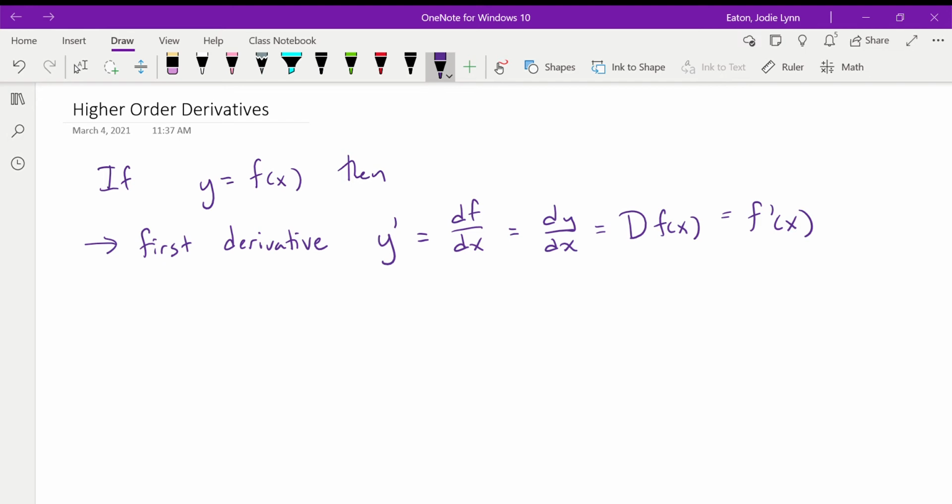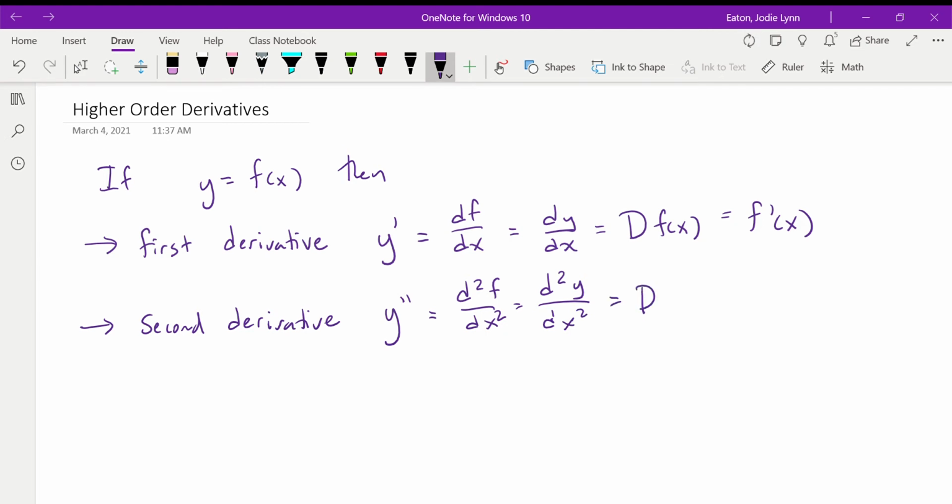Okay? So what if we take the derivative of the derivative? We take our derivative function and differentiate it again. Then we have what we call the second derivative. We would call that y double prime, or d2f dx squared. I don't know why they call it squared, but d2y dx squared, d2 f of x, or f double prime of x.